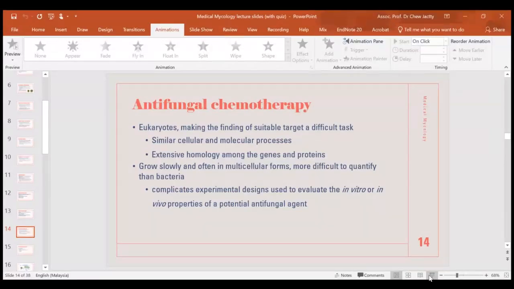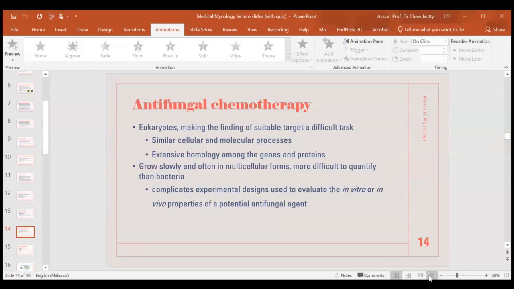The other reason that we have fewer antifungals is also because fungal cells, as compared to bacteria, grow much slower. And they're often present in a multicellular form, such as mold, and that makes it more difficult to quantify. For example, how do we determine what concentration is effective against fungi? They are not unicellular. Yes, yeast is, but most of the molds are not. So they grow slower. It is more difficult to come to a conclusive outcome to say that agent A is effective, agent B is not.